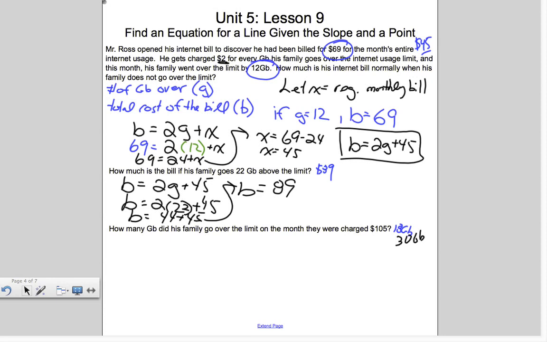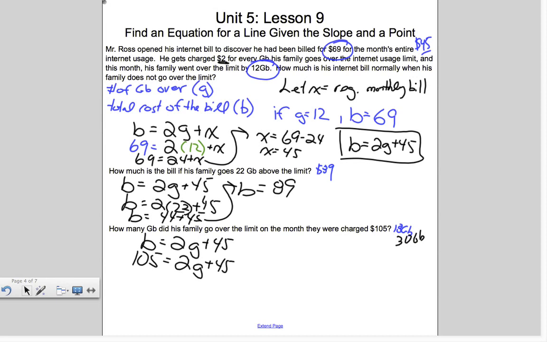How'd you get that? Okay, so the bill was $105. So 105 equals 2G plus 45. Let me just write down the equation that we had. B is equal to 2G plus 45. So what you're saying is the bill was $105. So B here is 105. Now that's 2G plus 45. Is that what you did?